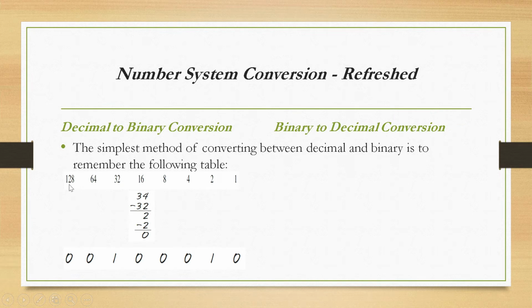So 34 minus 128 is not possible because you are going to generate a negative number. 64 is also not possible because this is greater than 34. 32 is, so that means 34 minus 32. This one is possible. You are not going to generate a negative number. So that means if the subtraction here will generate a positive number, then that number on your table is possible, or will become 1.